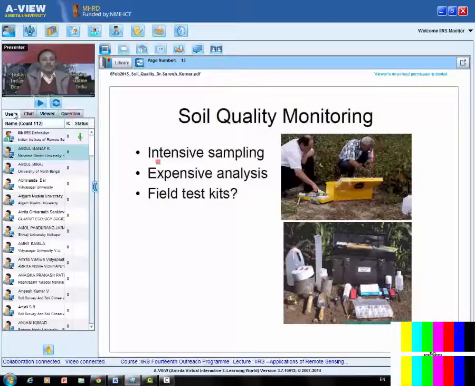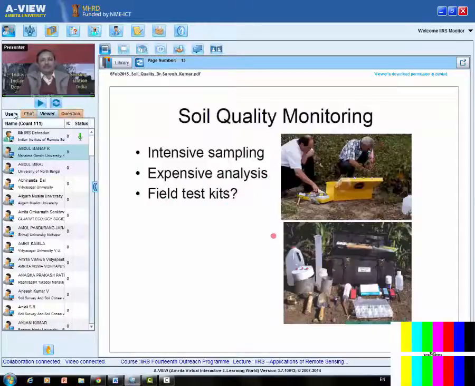For the soil quality assessment, the first requirement is that you have to do intensive sampling. You have to take a very good amount of soil samples. Otherwise, with one or two or a few samples, you cannot say what your soil quality is. The second is all the analysis which I told you, physical, chemical and biological properties. They are expensive analyses. You have to analyze your soils for those characteristics.